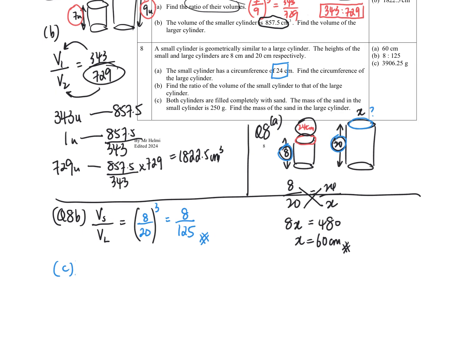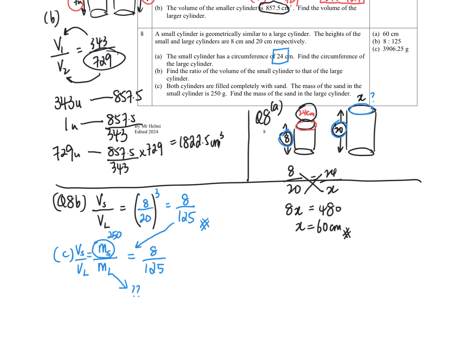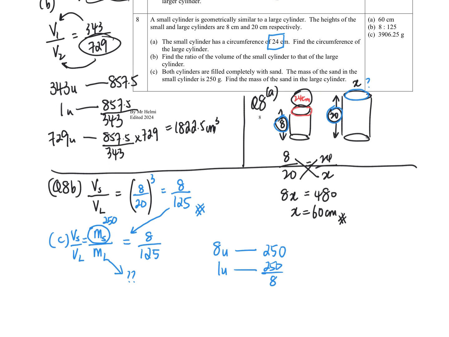So I already know that this ratio is the same. It is like volume. Then they say the small one is 250. Find the big one. So you can go back to the same concept. 8 units is 250. Find 1 unit. Then find 125 units.